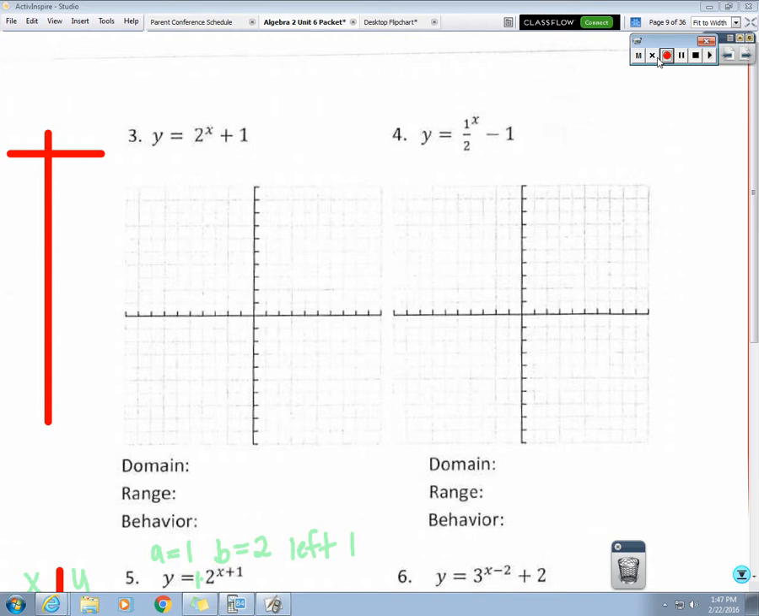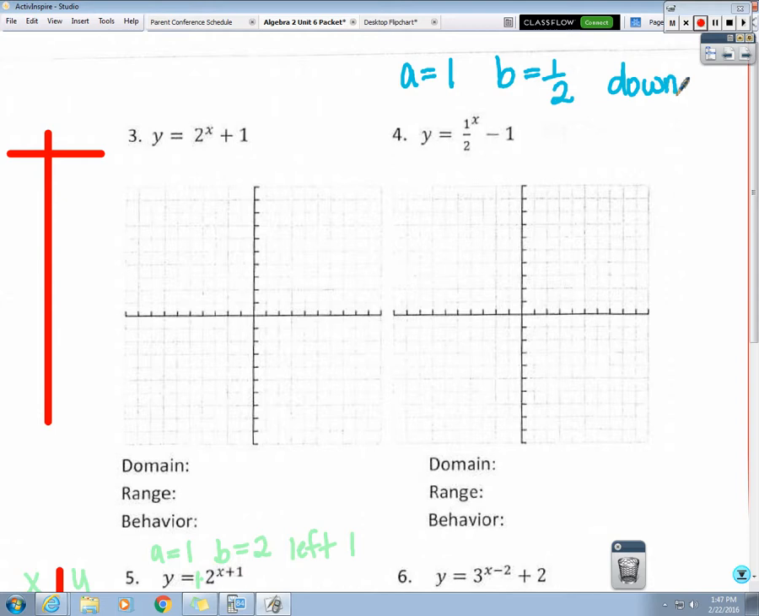Here we go. Number 4, what's the A value? 1. Okay, the B value is 1/2. Is there going to be any kind of shift? What kind of shift? Down 1. Okay, so where's the y-intercept going to be? At 0, because originally the A being 1 told us to put it at 1, but if everything's getting shifted down 1, it goes down to 0.